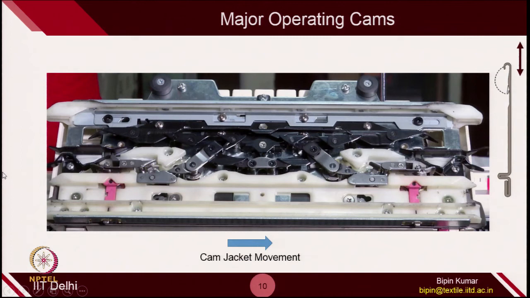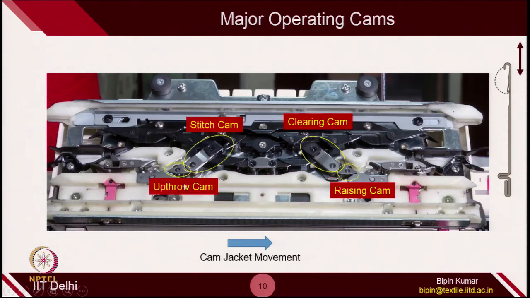If you want to observe the kind of metallic blocks which help in this movement, again we start from the raising cam. The same function, it helps to raise the needle, because the path is like that. After that, the clearing cam, which helps the needle to release the old loop from the latch, and also helps to make sure it catches the new yarn. Then the stitch cam, then the up throw cam, and finally the guard cam.